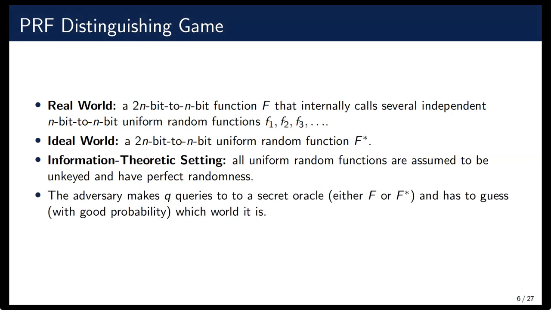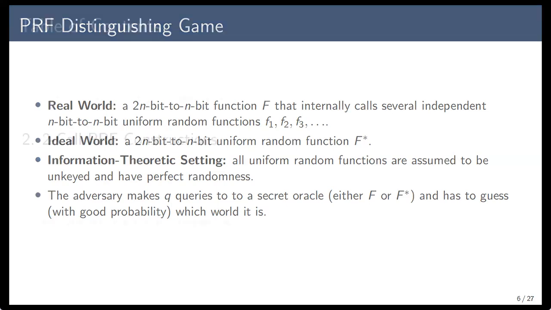So in essence, the adversary makes Q queries, to either the first one, F, or F star, and has to guess with good probability which world he is in.